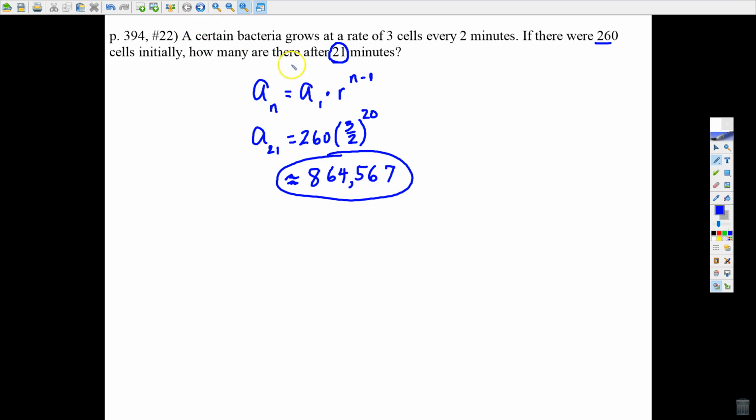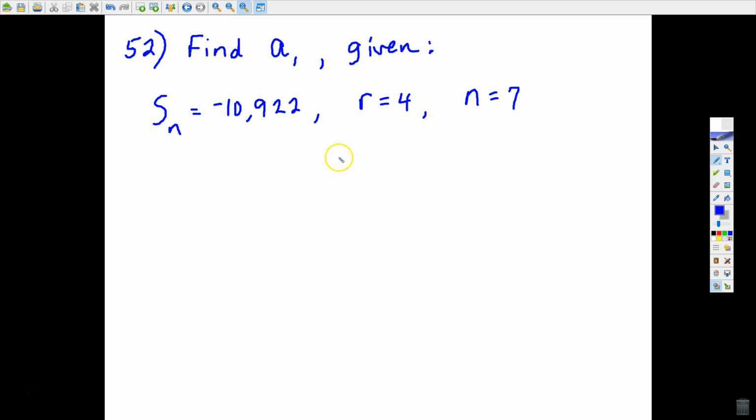When you see problems like this in the future, hopefully having this problem, as I always say, make sure you can do it without looking at anything. Make sure you have understanding. And then here's number 52.